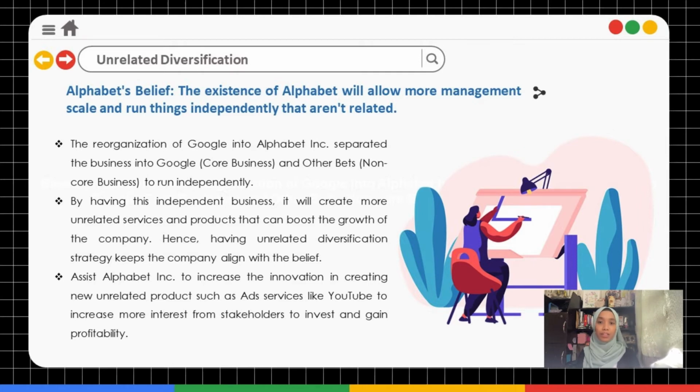We can see, based on the unrelated diversification strategy, it helps Alphabet Incorporated not just compete in related markets such as Apple and Microsoft on the web search engine, but also increase innovation in creating new unrelated products such as ad services like YouTube, to increase more interest from stakeholders to invest and gain profitability.